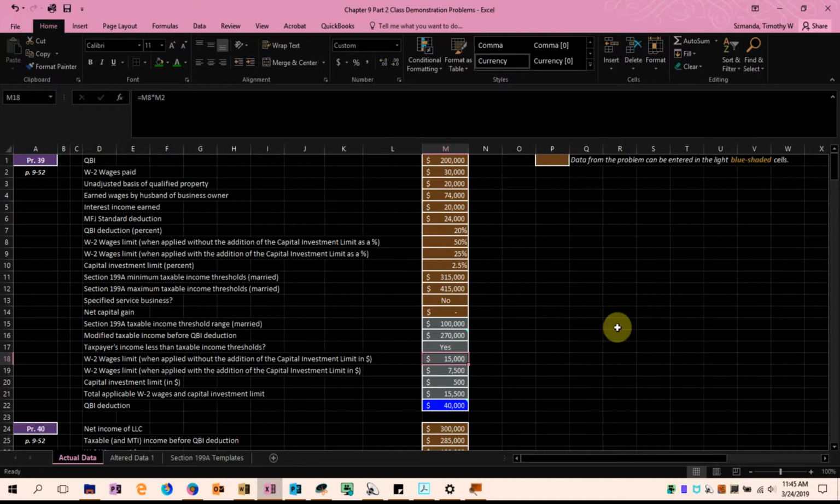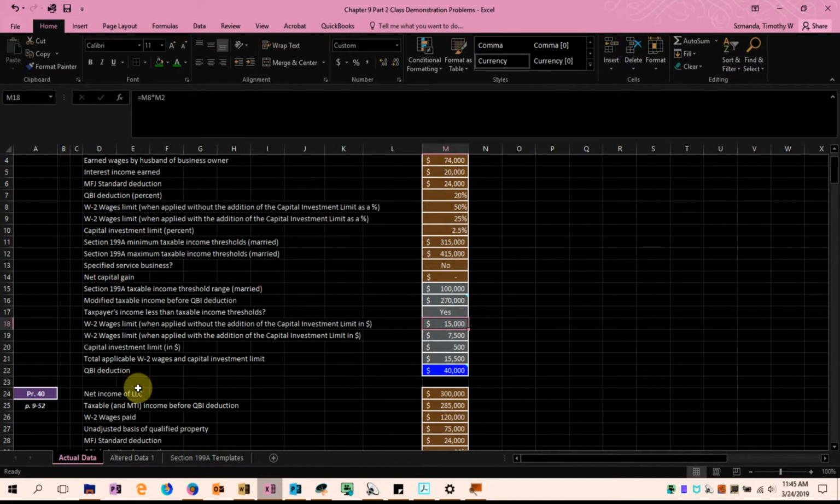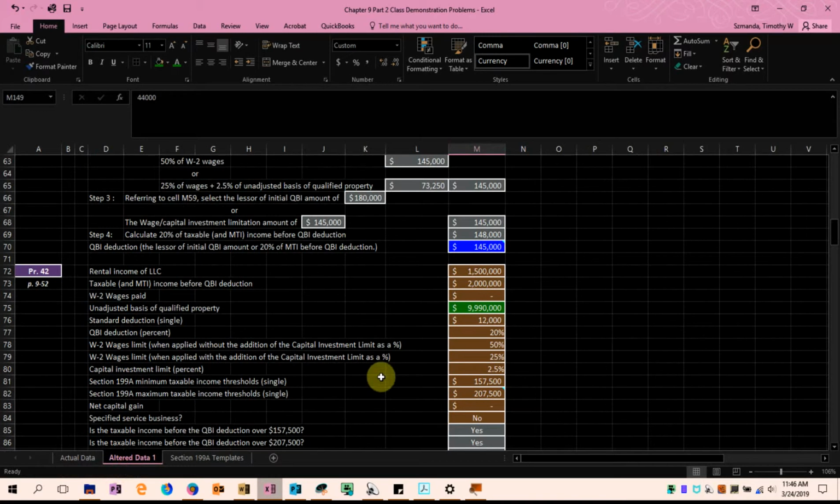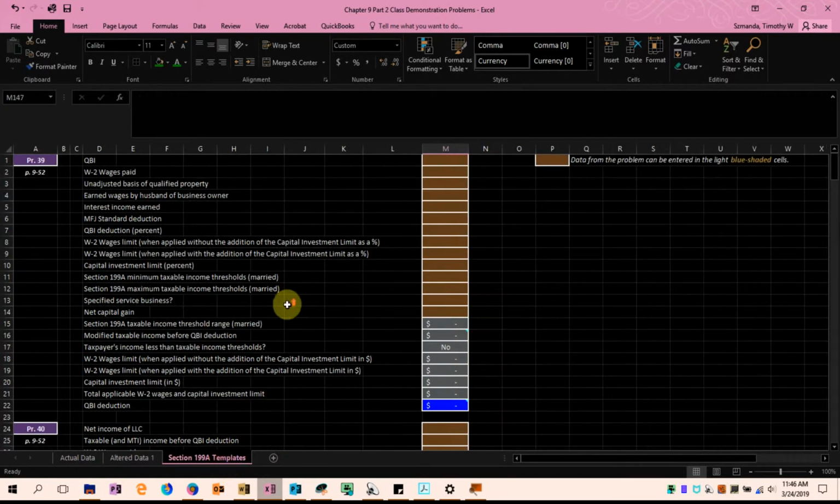A couple of things. First of all, this spreadsheet will be posted to Blackboard. And this spreadsheet, series of spreadsheets, this workbook really, demonstrates some problems at the end of the chapter. In fact, all of the problems at the end of the chapter that deal with this QBI deduction for small businesses. So I have one with the actual data, one with some altered data, and then I have a template so that you can practice some of these problems using various data scenarios. And that sometimes can enrich the learning experience of these more complex topics.